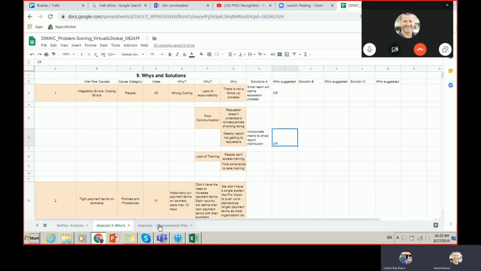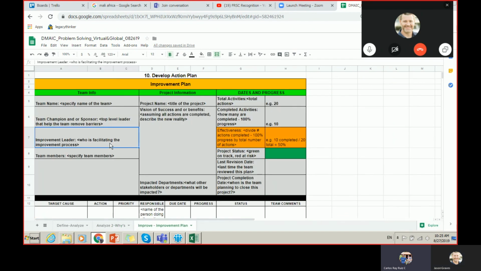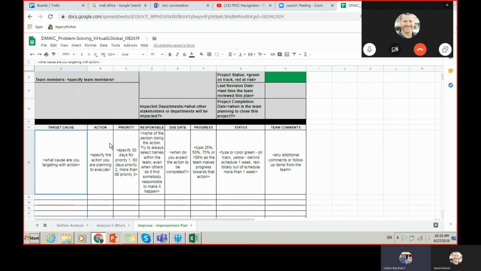And then the last step, now that we have that, is just completing an action plan. So basically it's, okay, what is the cost that we are targeting? Well, in this case, it was the coding errors. What is the action? Well, we're going to ensure that everybody has access to the training. What is the priority? We've got to do this in the next 30 days. Who's responsible in the team? Well, Sean, you're going to do that. Okay. By when? This should be done in two weeks.